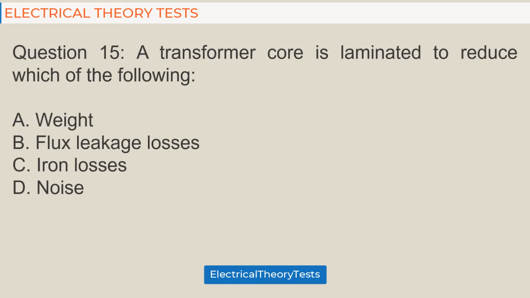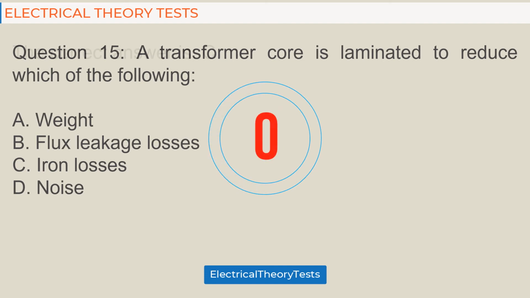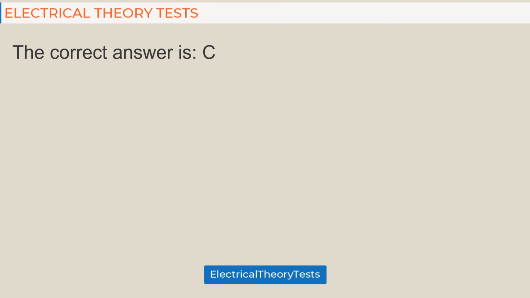Question 15. A transformer core is laminated to reduce which of the following? A. Weight. B. Flux leakage losses. C. Iron losses. D. Noise. The correct answer is C.